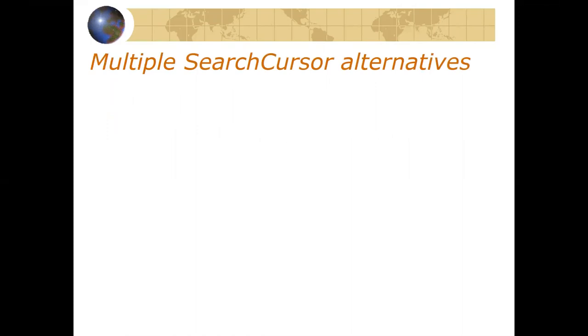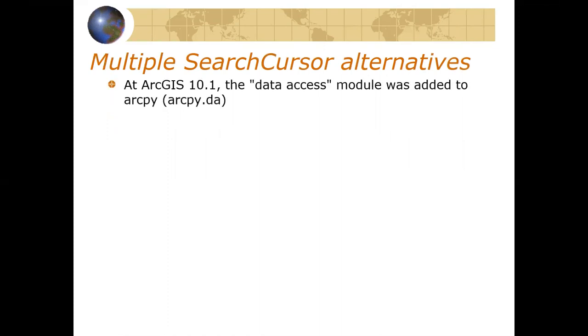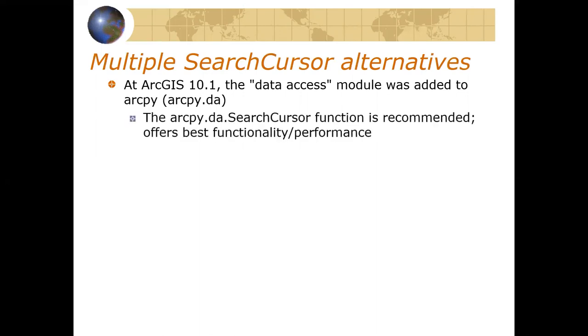So we're going to focus mostly in this lecture on search cursors. We'll talk about the other two as well. There's actually a few different search cursor classes built into ArcPy. And the one we're going to focus on exclusively in this lecture, and you can read more about the other types in the lesson, is the one that was introduced at ArcGIS 10.1 through the data access module, so we get to that through the ArcPy.da module. And that function is what we recommend. It offers the best performance and functionality versus the other ones.